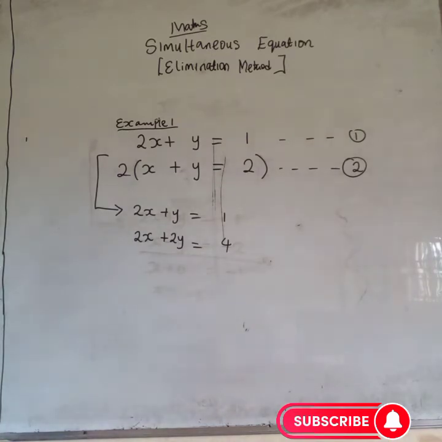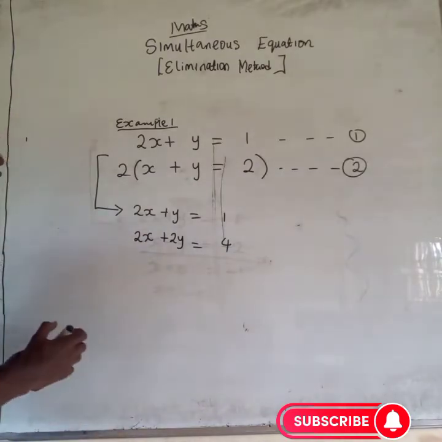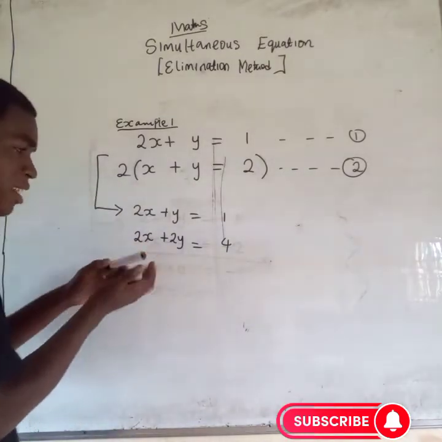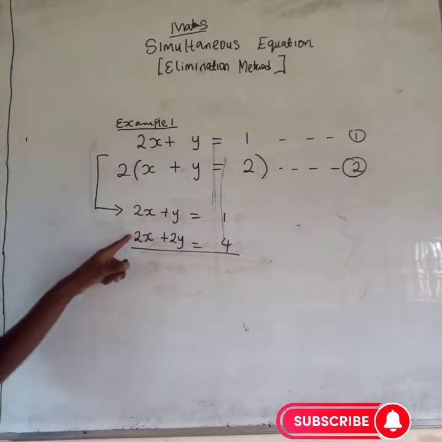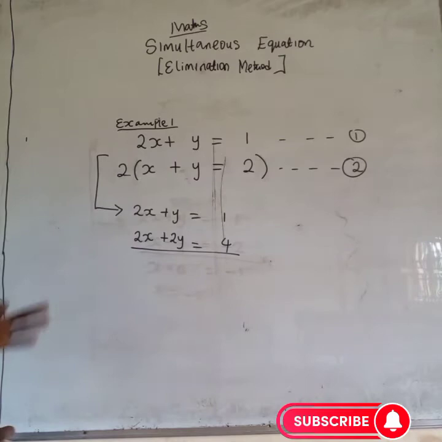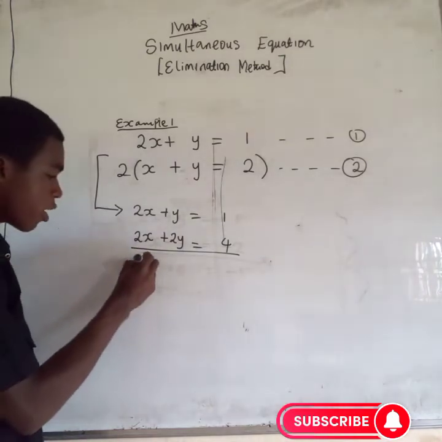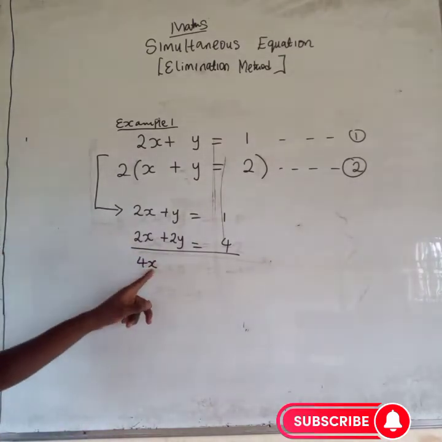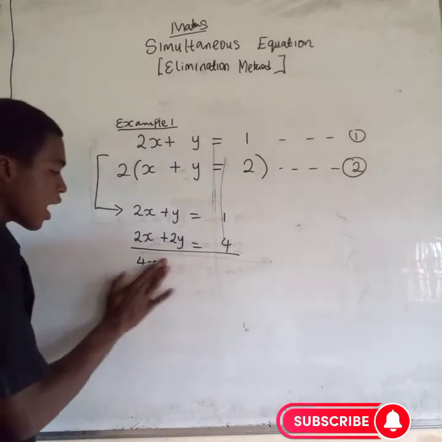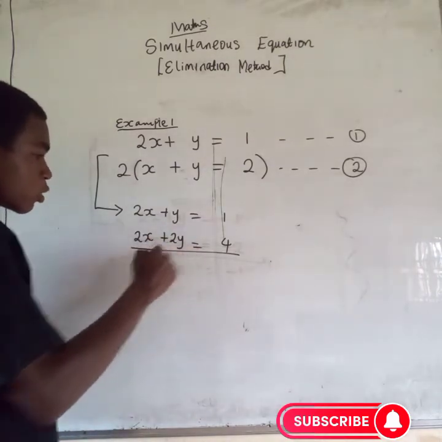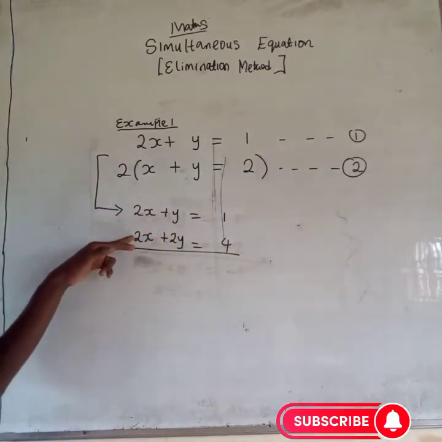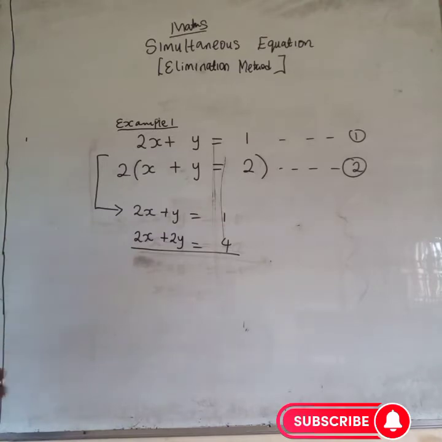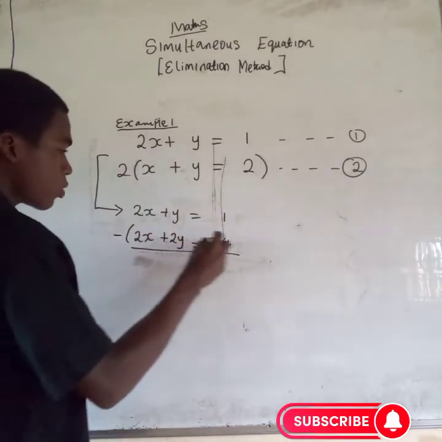Then next we look for the sign. We check the sign, right? Now the sign here is in a way such that if I add them together, x will not give me 0, because this is plus 2x and this is plus 2x, and when you add them together, it will give me 4x. That means x is not eliminated. So what will I do? I will need to multiply this by minus, because if I multiply this by minus, minus 2x plus 2x will give me what? 0. So I will multiply this by minus.